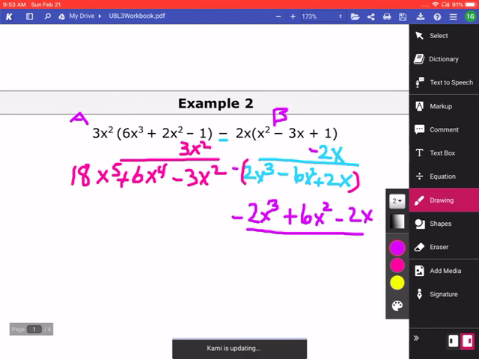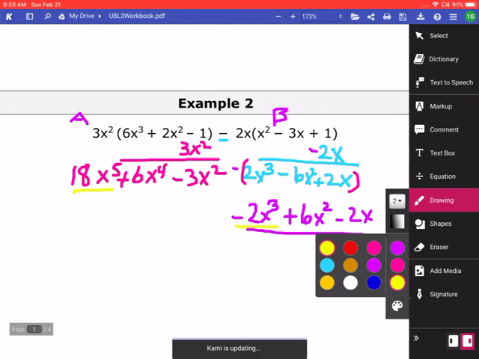Now we're going to combine part A and part B. But if we notice here, part A starts off with an x to the 5th. Part B starts off with an x to the 3rd. Now remember that you can only combine terms if you're adding or subtracting them when they have the same exponent value. You can't add a 5th and a 3rd together. You can only add 5ths or 3rds.